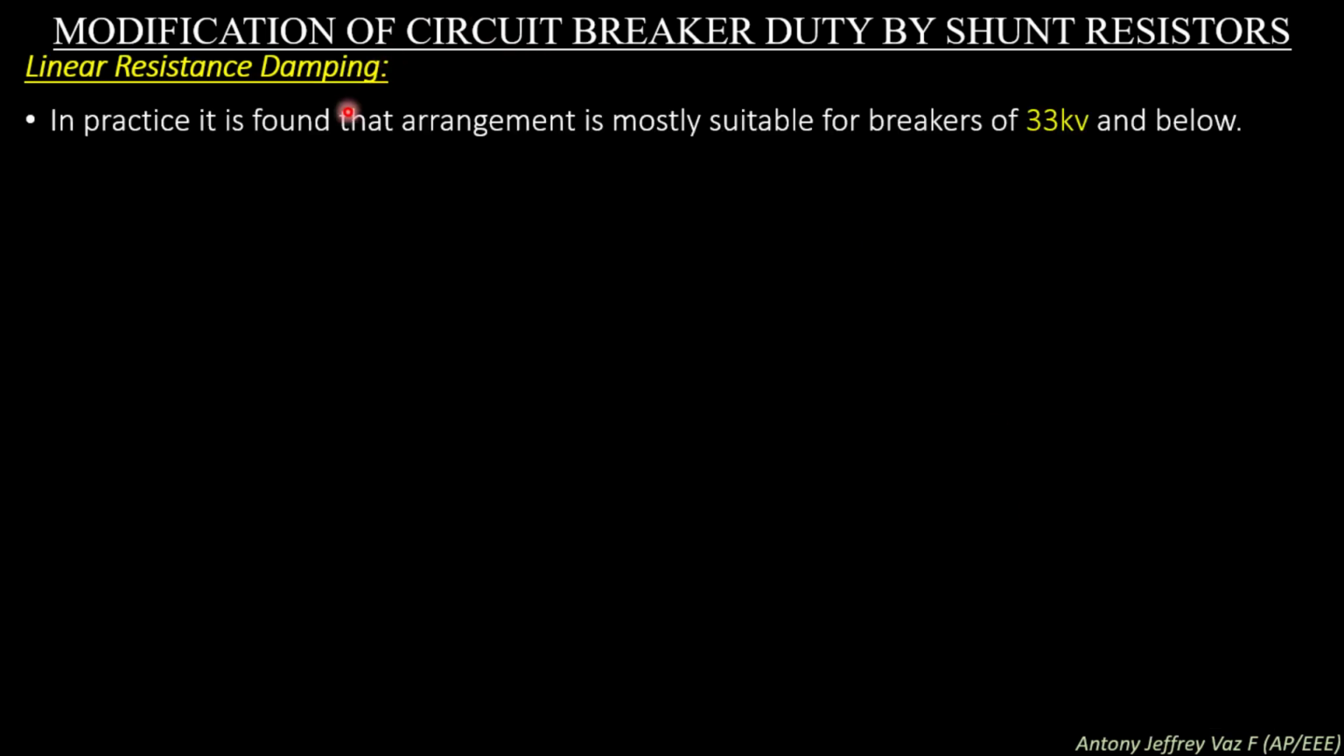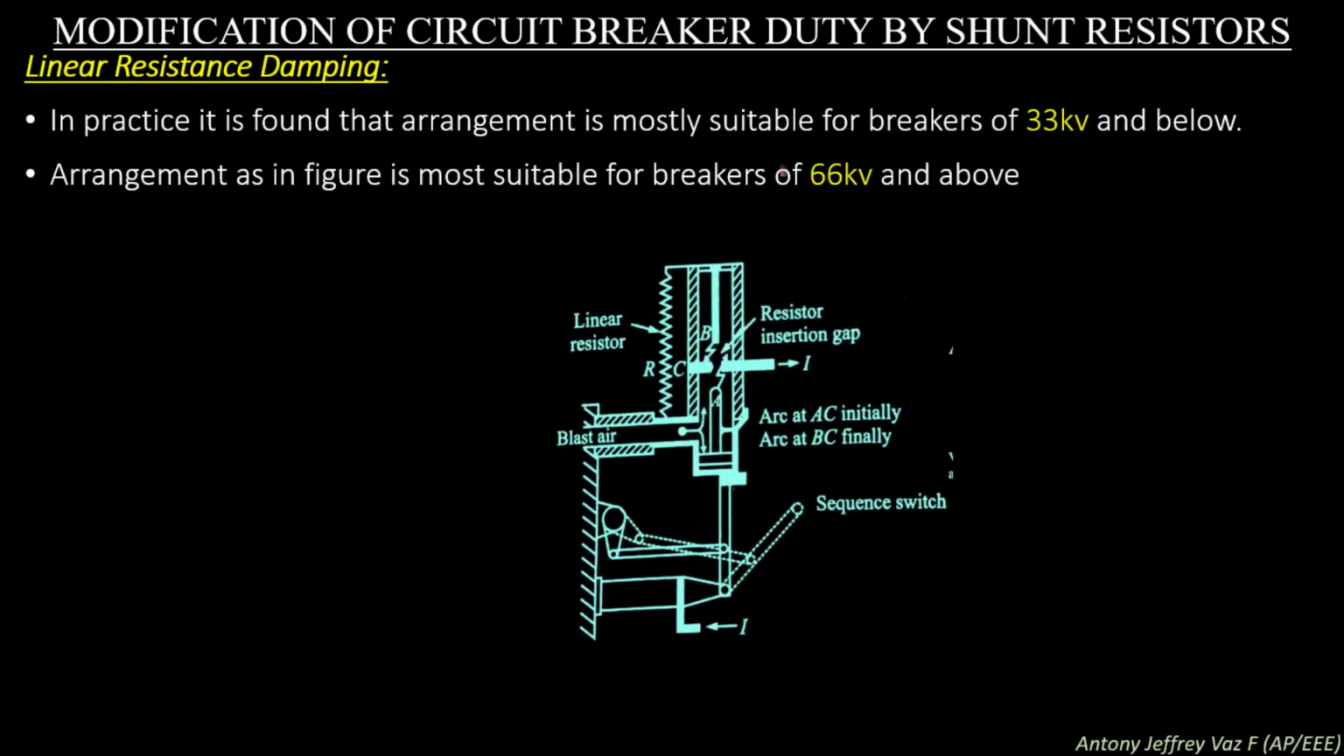In practice, it is found that this arrangement is mostly suitable for breakers of 33 kV and below. So we are using a linear resistance for the arrangement in the figure shown above, which can be used only for breakers of 33 kV and below. The arrangement in the next figure is most suitable for breakers of 66 kV and above. So when a linear resistance is used for breakers above 66 kV, this arrangement is used.